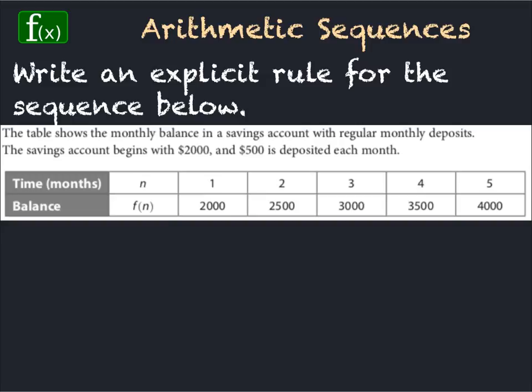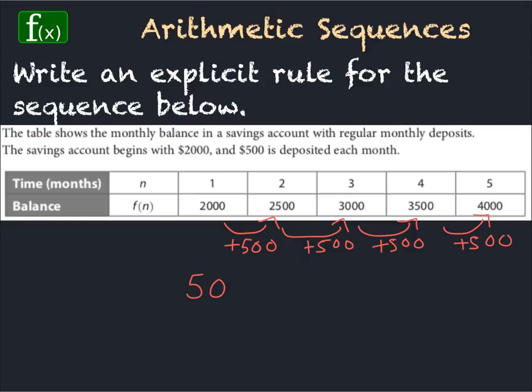How would we write an explicit rule with this? Well, this right here, we're adding 500, but this is a rate. We're adding 500 every time we change our input value. Okay, so this is a rate. That means we're going to be multiplying. We're multiplying 500 times every single time we change our input value, however many times we change it. It doesn't have to be specific. We want a general rule, so we're going to use a variable. 500 times n.